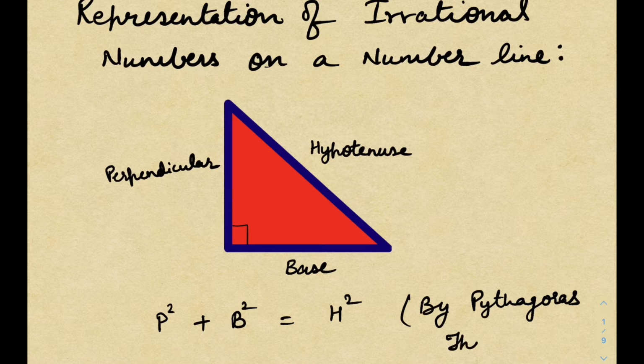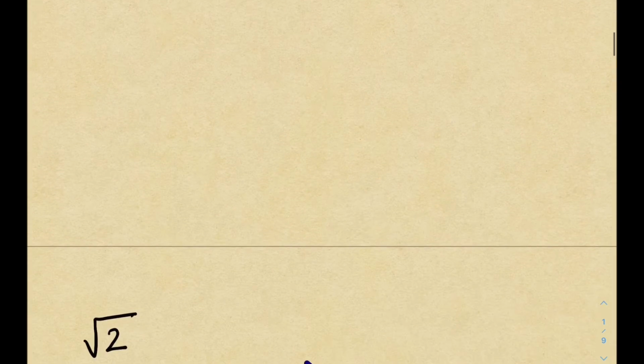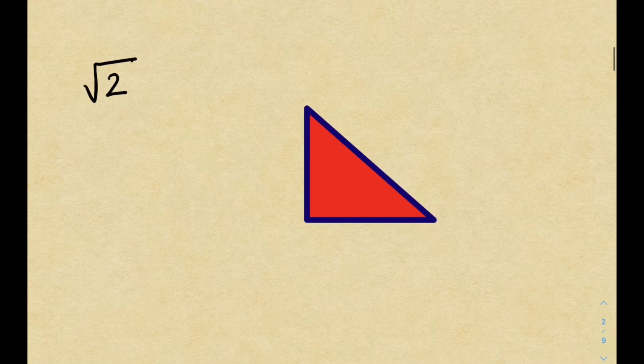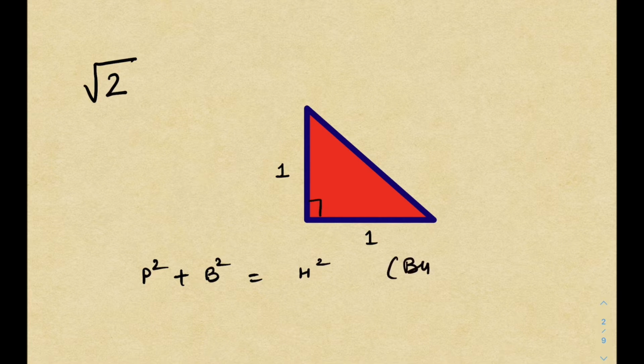So we are going to apply this theorem to find the irrational numbers so that we can construct them on the number line. Our required irrational number should be the hypotenuse of the right angle triangle. So if for root 2 I take base as 1 and perpendicular as 1 and apply Pythagoras theorem, what do I get?